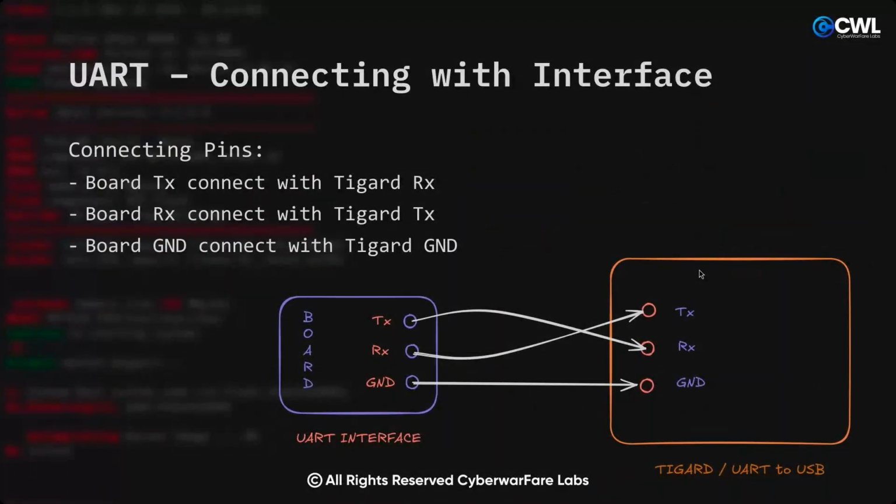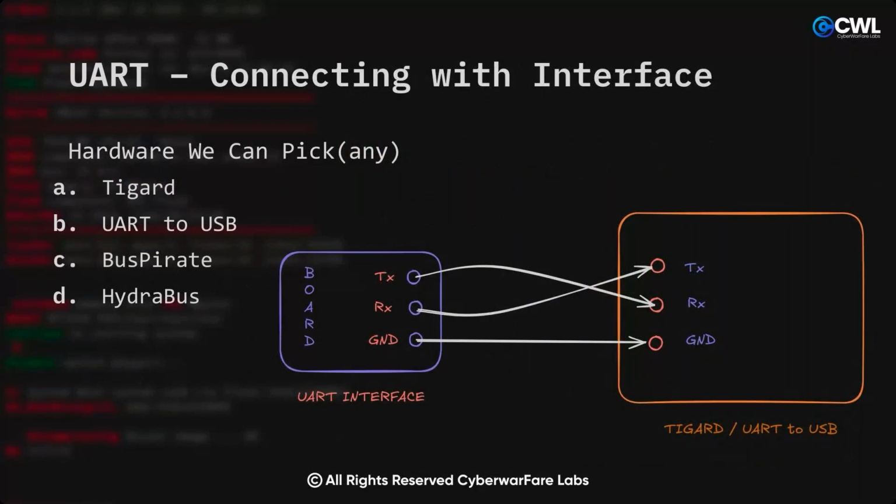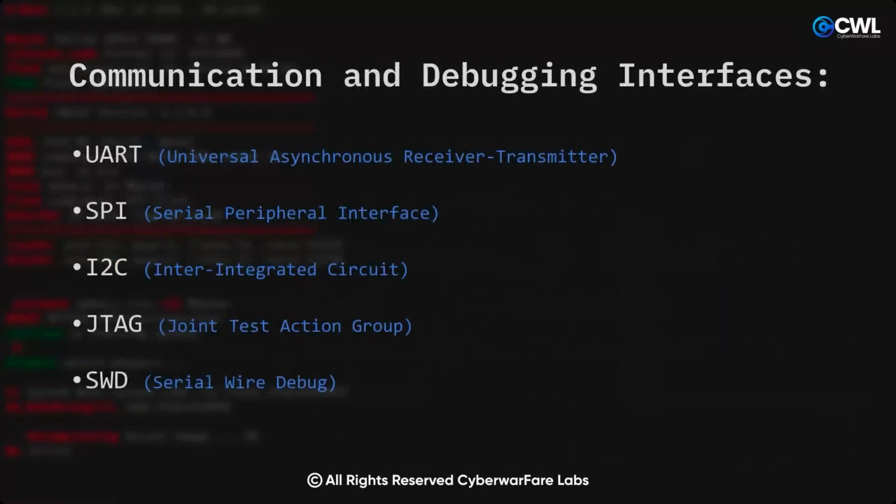And this is where the Tigard comes in handy. Then we have I2C. It is a two-wire synchronous communication protocol. It is used for interacting with other peripherals such as sensors, which include heat sensors, and ICs, and our board memory. So this is how I2C works.